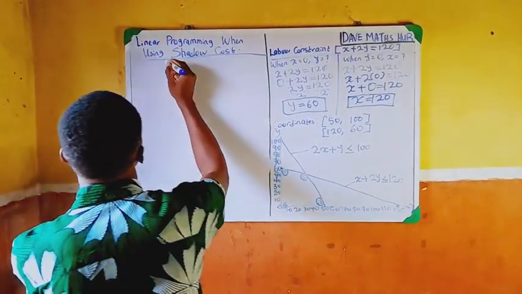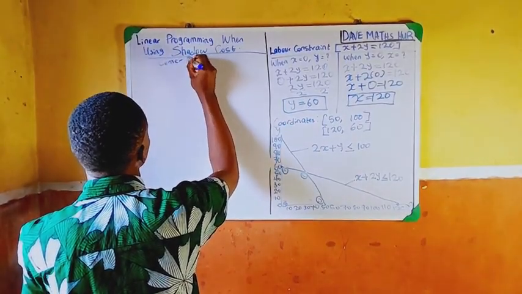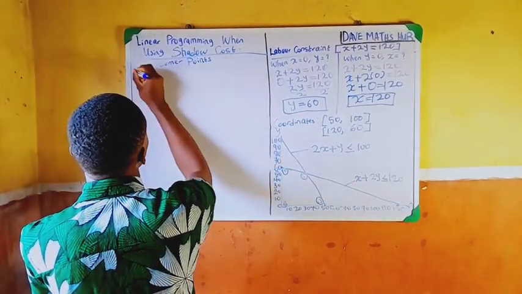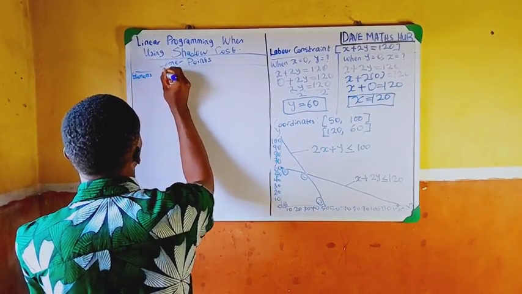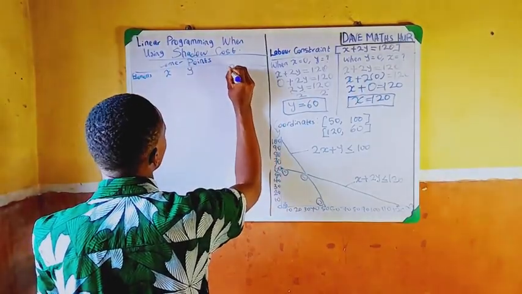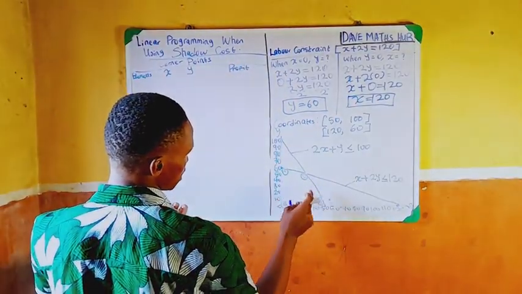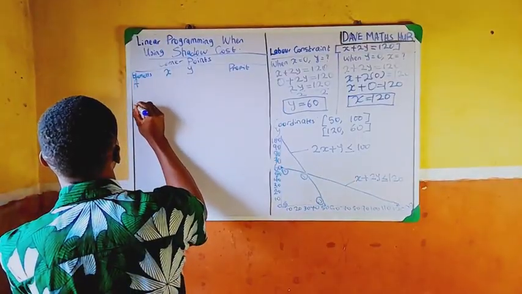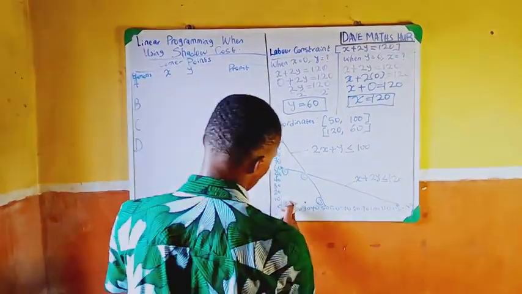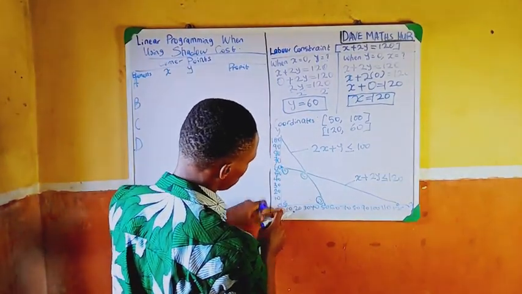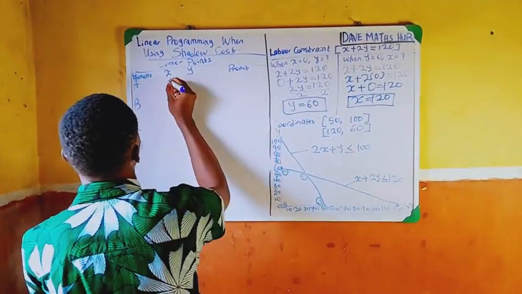So we have corner points, whereby we have elements X, Y, and profits. So the elements are A, B, C, and D. So for A, it is touching point 0 for Y and also 0 for X.